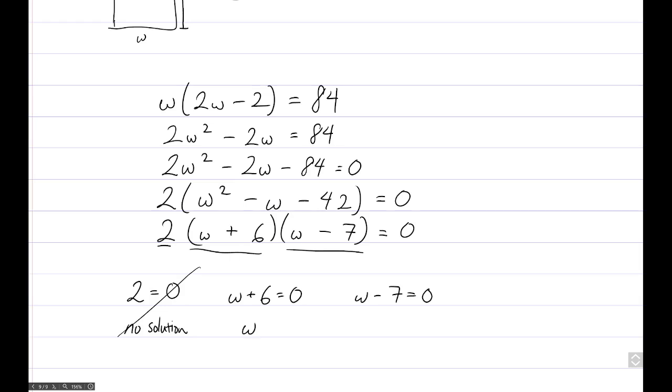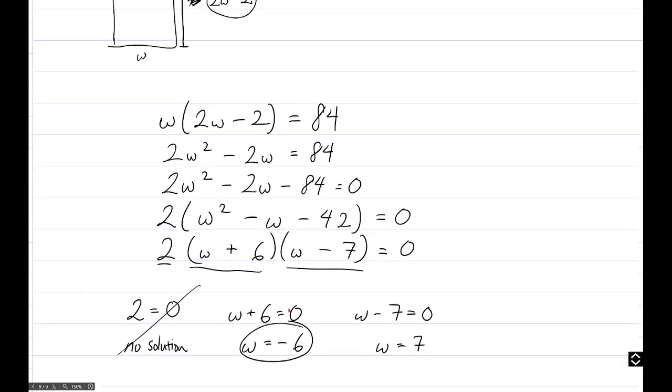Subtract 6 on both sides, w is equal to negative 6. Add 7 to both sides, w is equal to 7. Now this number, while this makes mathematical sense, it just doesn't work for the problem because w represents the width of the rectangle, so we're just going to get rid of that solution. W equals 7 is the practical solution to this problem.